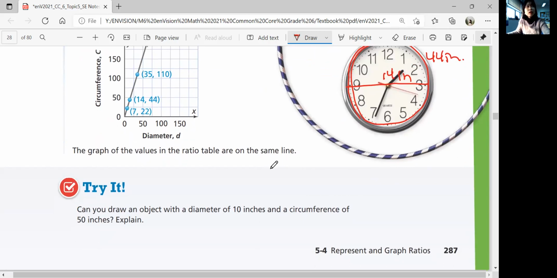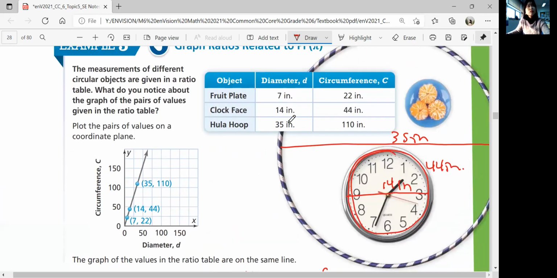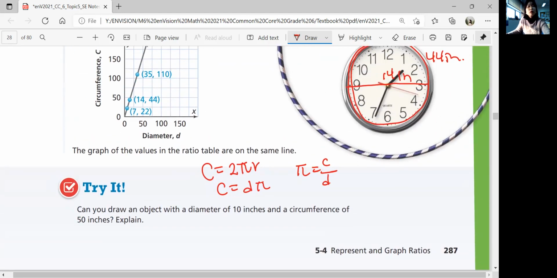Let's look at try it. Can you draw an object with a diameter of 10 inches and a circumference of 50 inches? If you can, explain. So first, we need to see if it's proportional. Diameter 10 inches. If you know the circumference equation, circumference is what? 2 pi r. So the ratio of circumference and the radius, 2r is actually the diameter. So it could be d pi. So pi is really c over d, circumference over diameter. Okay, and that's what we have here in the table, in the graph. That's the ratio we should have.